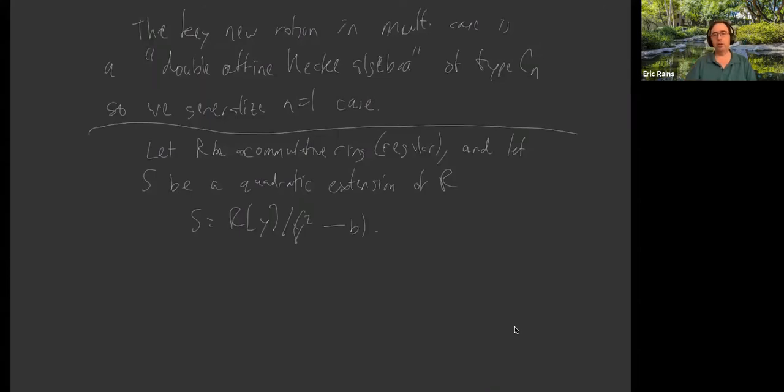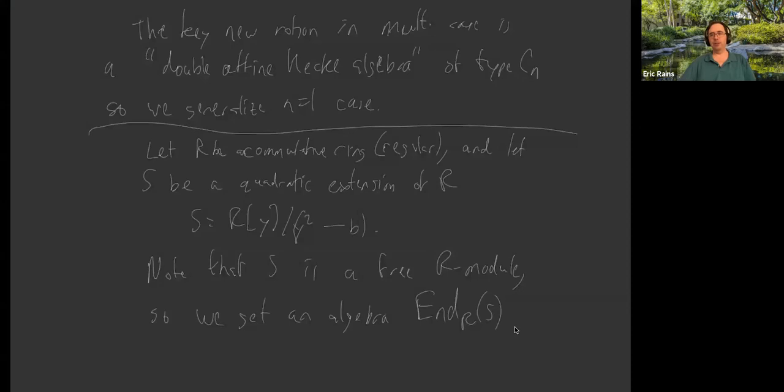Okay. So we're then going to define an algebra. So note that S is a free R module. So we get an algebra which is just the endomorphism ring of that R module, viewed as an R module. Now, this is not very interesting as an algebra because, of course, it's isomorphic to 2x2 matrices over R, which I think we understand that algebra pretty well.